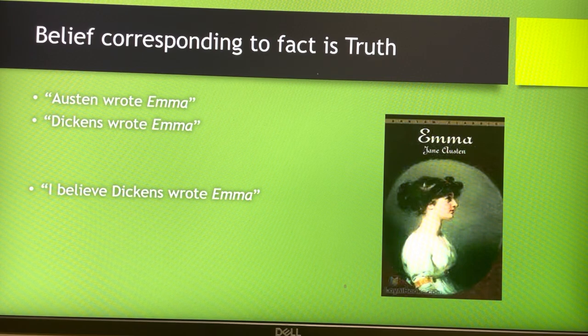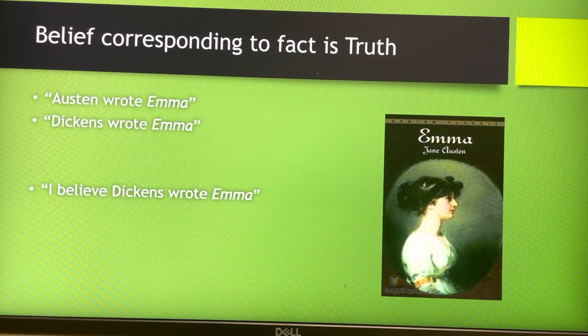If, on the other hand, I make the claim that Dickens wrote Emma, then my statement is false because it doesn't correspond with the facts of the world. However, it is more complex when it comes to beliefs as opposed to facts, because the mind doesn't create the idea of true or false.